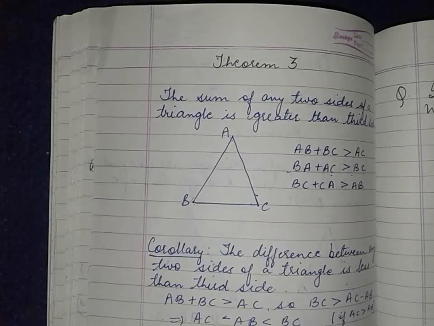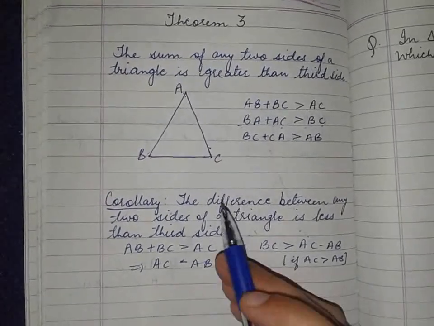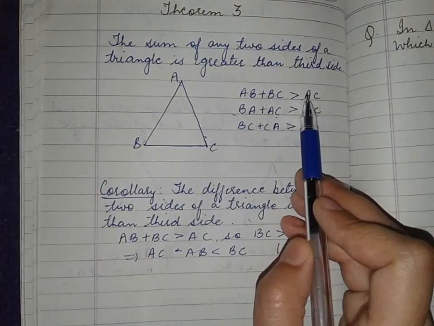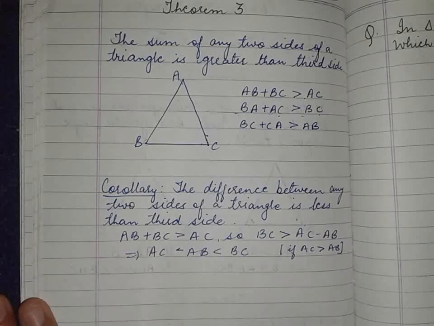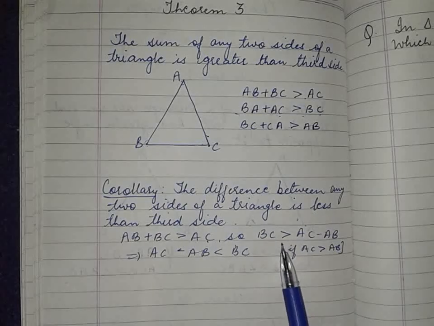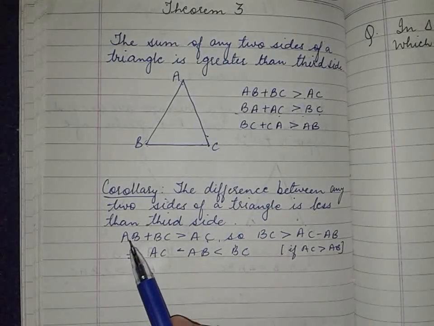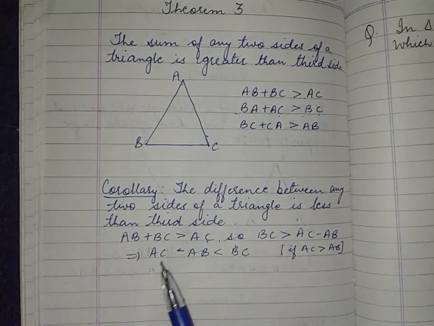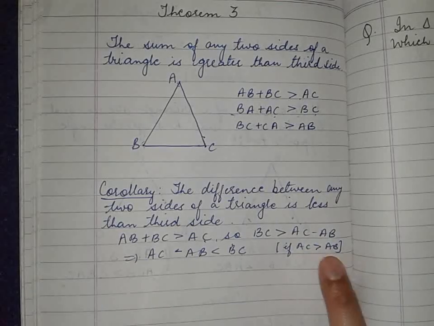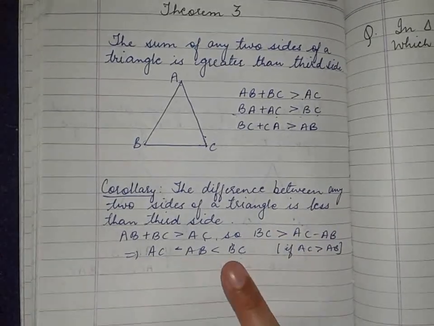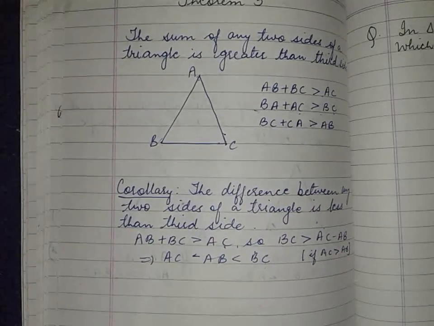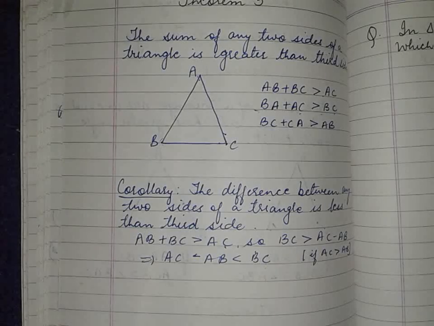Corollary from this, the result which we can find from this, is that the difference between any two sides of a triangle is always less than the third side. When sum is greater than the third side, difference is always less than the third side. From here only, if AB plus BC is greater than AC, so BC will be greater than AC minus AB. This AB goes this side, so it becomes minus. From here I get AC minus AB is less than BC. And we will subtract if AC is greater than AB. From longer side, shorter side will be subtracted. That is, difference between any two sides is always less than the third side, and sum of any two sides is always greater than the third side.